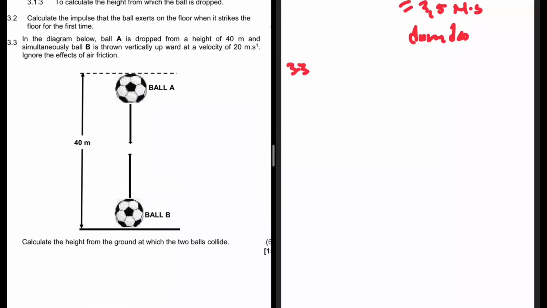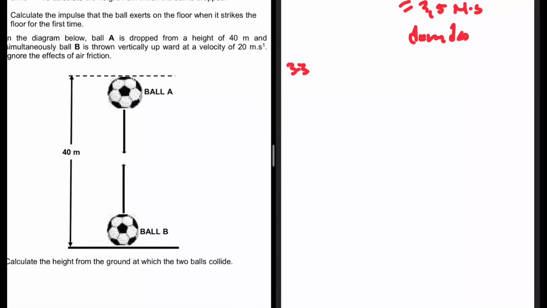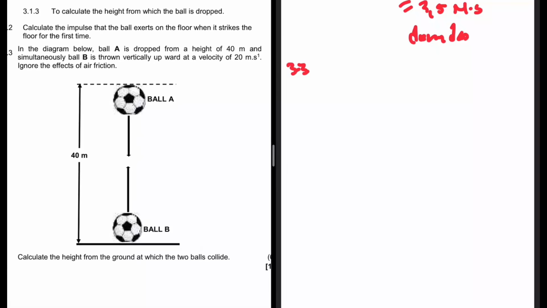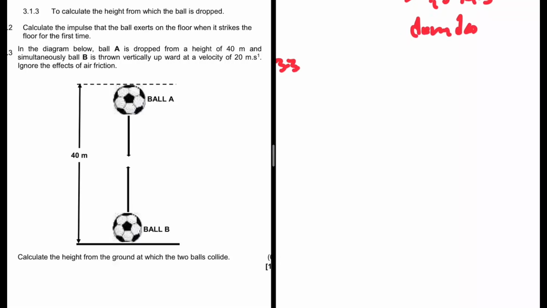3.3. In the diagram below, ball A is dropped from a height of 10 meters, and simultaneously, ball B is thrown vertically upward at a velocity of 20 meters per second. Ignore the effects of air friction. Calculate the height from the ground at which the two balls collide. Okay. So obviously, in the course, we have talked about this question and exactly how to approach it, right? But let's just take a look at it again.